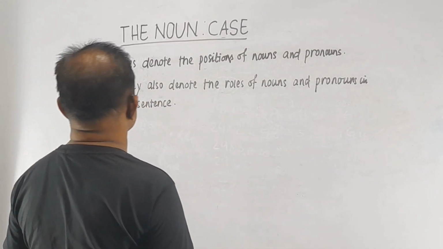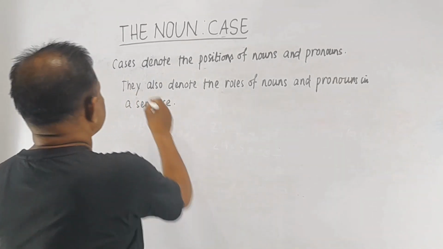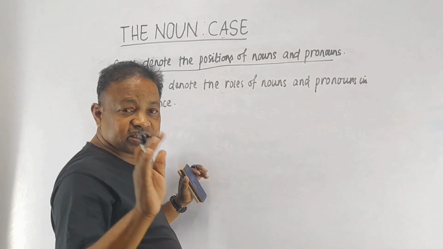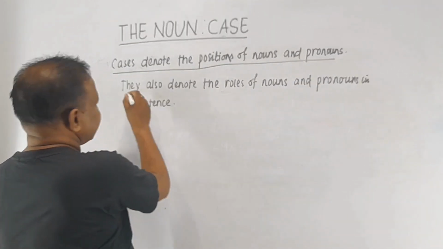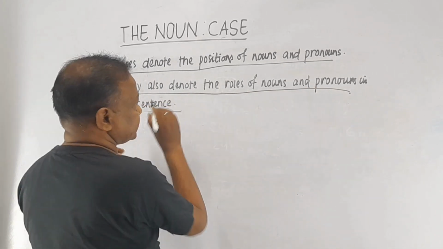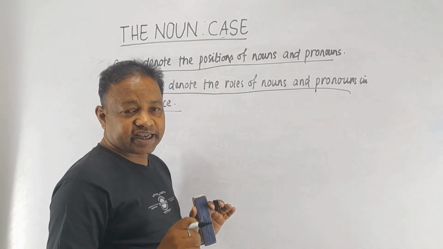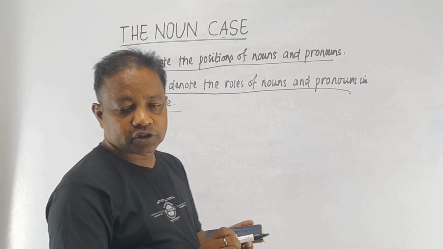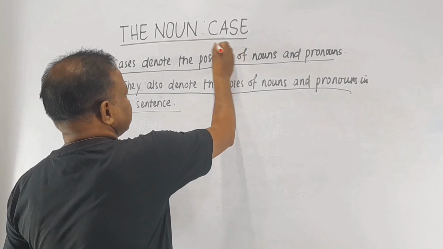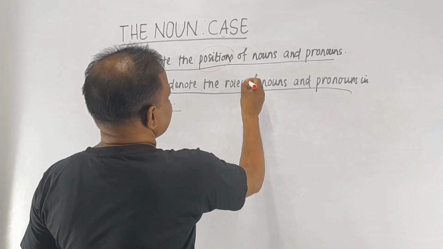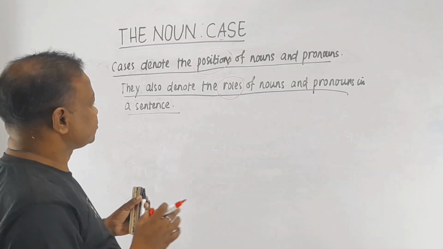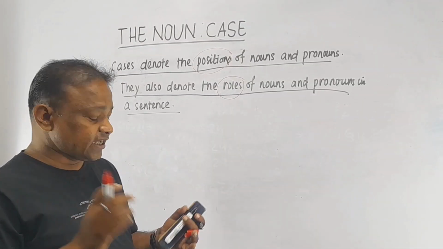Okay. Listen again. Cases denote the positions of nouns and pronouns where? In a sentence. Yes, they also denote the roles of nouns and pronouns in a sentence. We came to know cases denote two things. Number one, cases denote positions. Number two, cases denote roles. Okay. Next thing, let us know the types of cases.